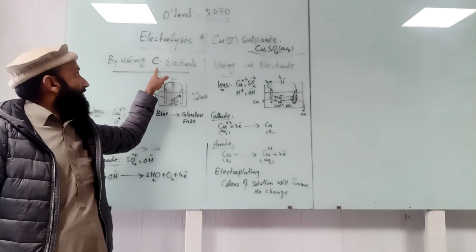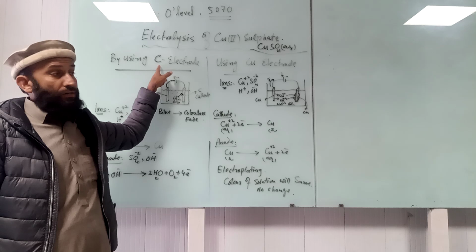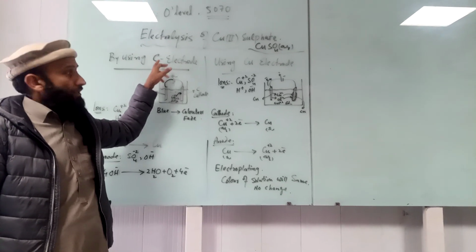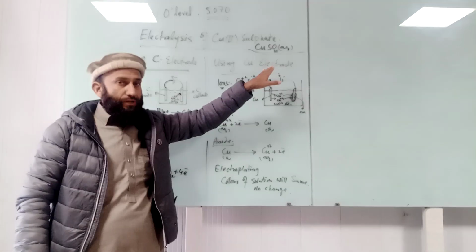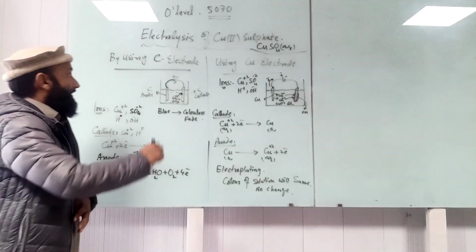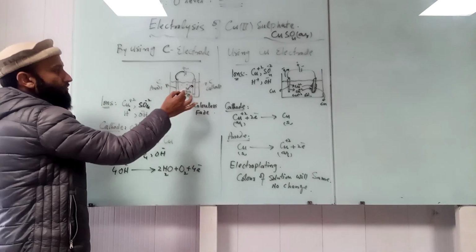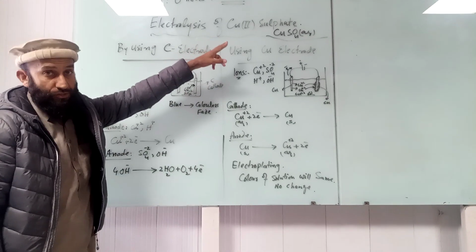So carbon graphite is an inert electrode. It will not react. And copper is a reactive electrode. After that, we'll be using this carbon electrode over here and here. This is anode, this is cathode, and this solution is copper 2 sulfate solution.